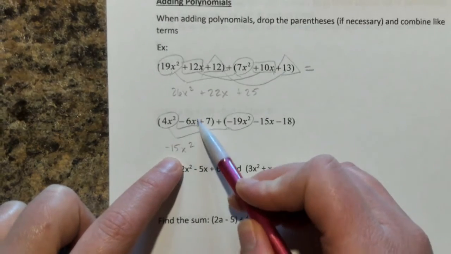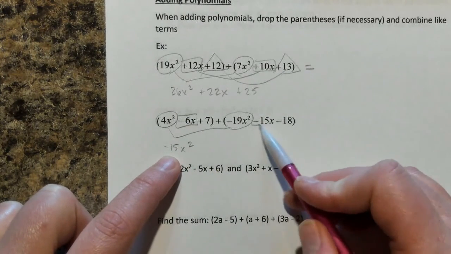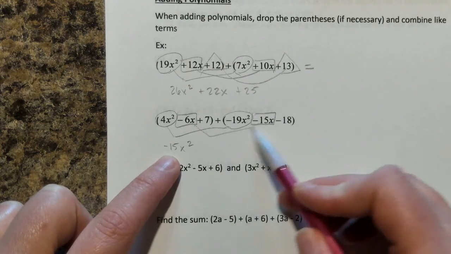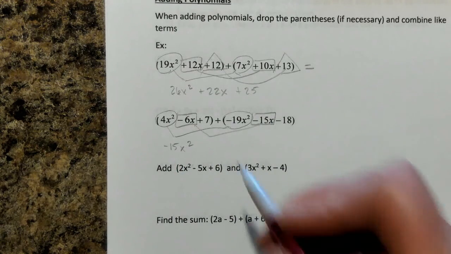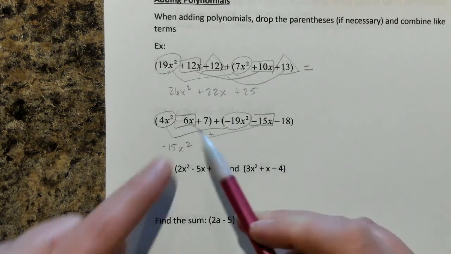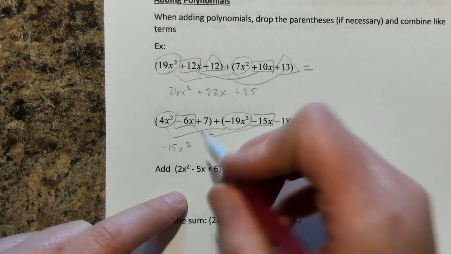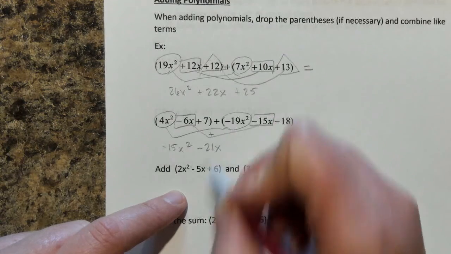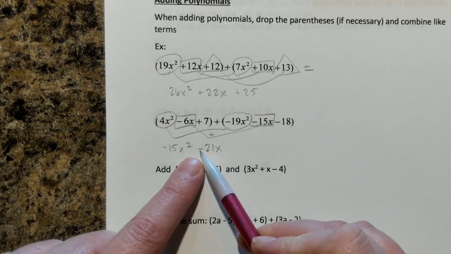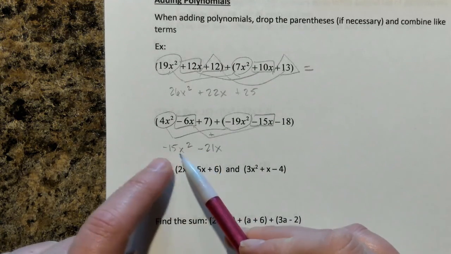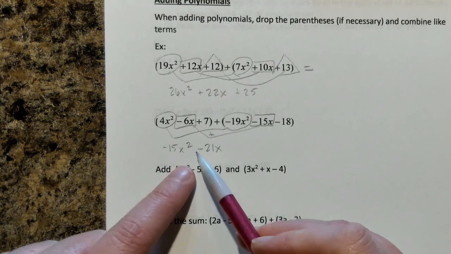Go to our next term, we have negative 6x and a negative 15x. When you're combining those, you want to think of it like you're adding those. So you have a negative 6 and a negative 15. I now have a negative 21x. And you can just put that negative as if it's a minus. So for now, we have negative 15x squared minus 21x.